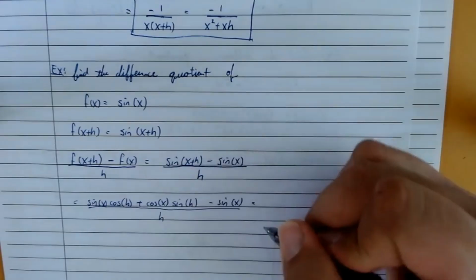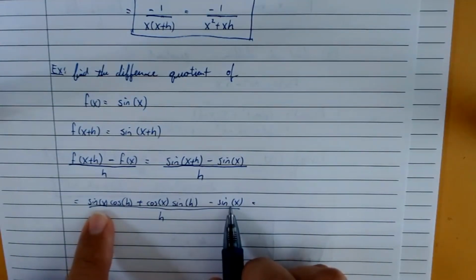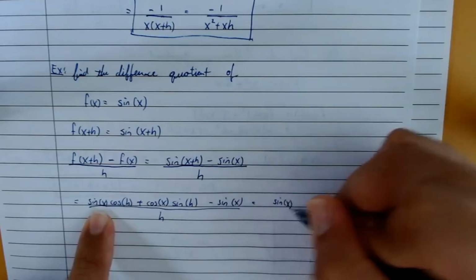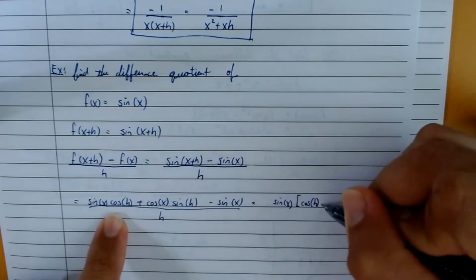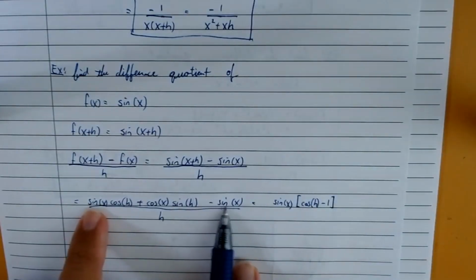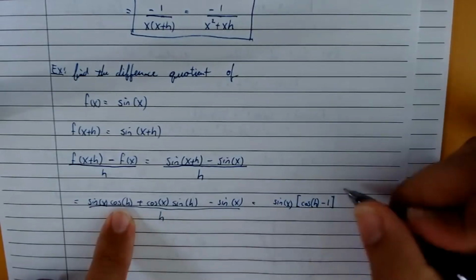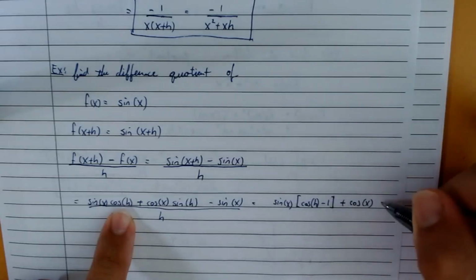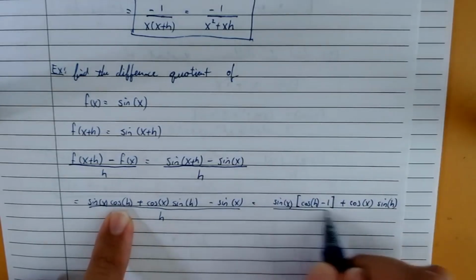Here, we're going to rewrite this one more time. I'm going to notice that sine of x is common to those two terms. So I'm going to write this as sine of x times cosine of h minus 1, like that, after all. If I factor out sine of x from those, I'm left with cosine of h, and then minus 1, and then plus cosine of x sine of h, and all that's divided by h.